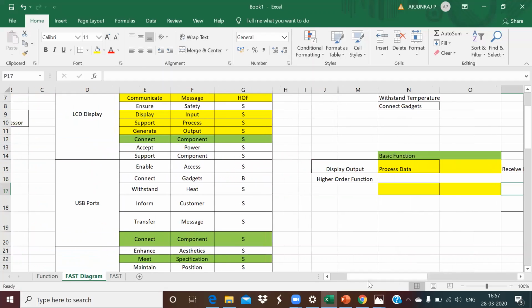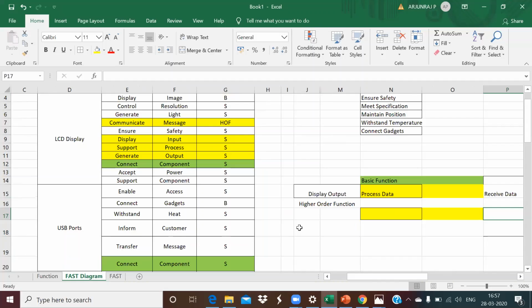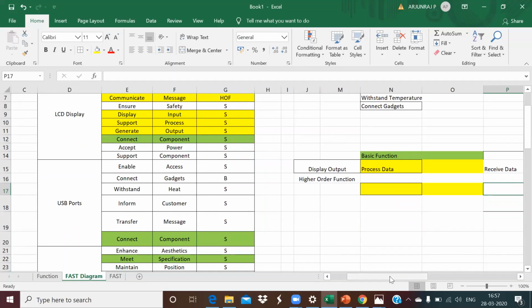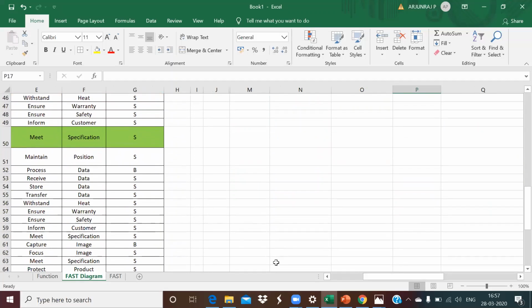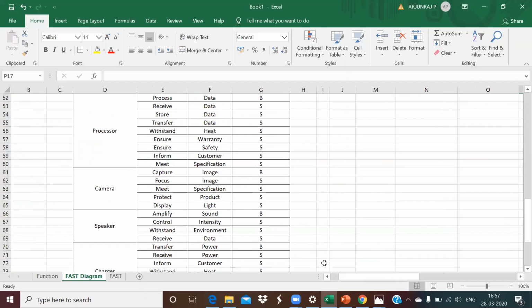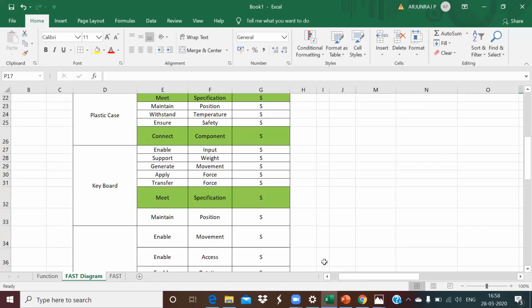Receive data in the form of input devices, like keyboard, and go to the keyboard functions. It enables input. How do we receive input? By enable input, apply force, transfer force, generate movement. Everything comes here.